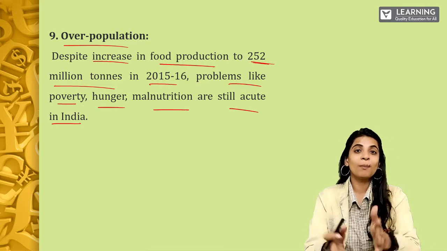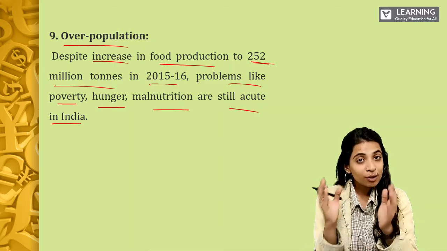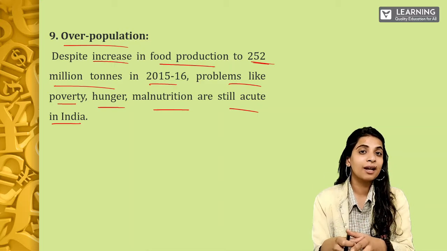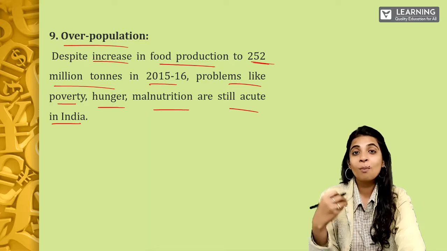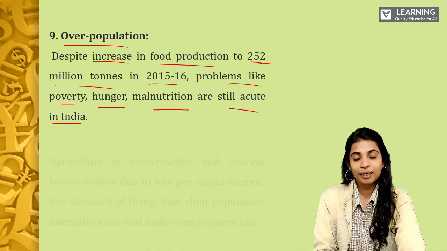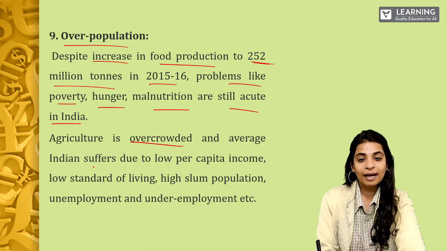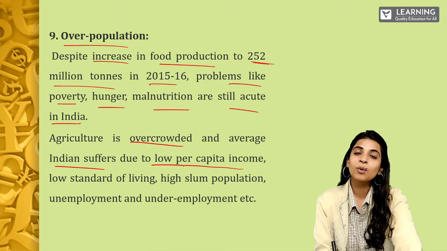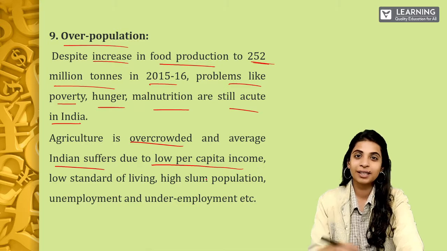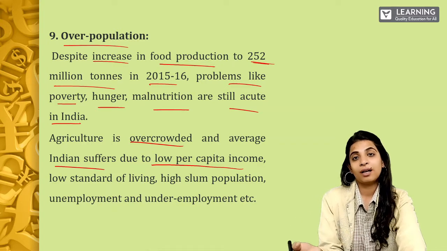So if so much population exists, how will we feed that population? Because again, we know that resources, they are not enough to fulfill all the wants and needs of so many people. All right. So agriculture is overcrowded, and average Indian suffers due to low per capita income. Mostly they are working on daily wage. They are getting 100 rupees, 200 rupees per day. So what can you do out of that?